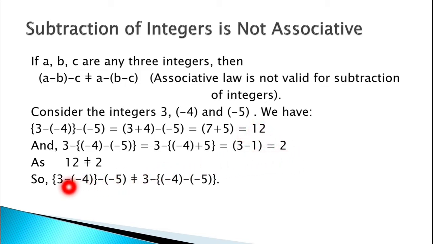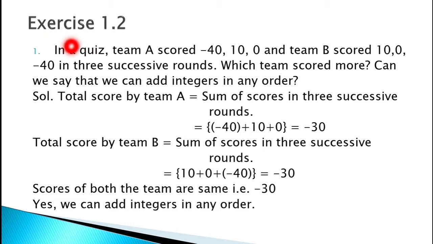So we can say that when we subtract minus 5 from the resultant of 3 minus minus 4, it is not equal to when we subtract the resultant of minus 4 minus minus 5 from 3. Hence, subtraction of integers does not follow the associative law. Let us solve exercise 1.2, which is based on these properties.